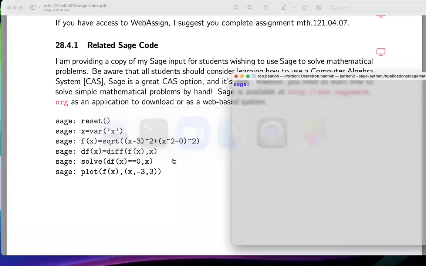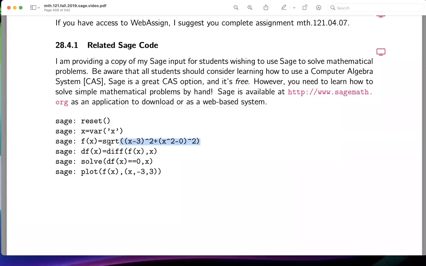Let me go to my Sage. Reset. X the variable. And you'll learn. And you'll learn by typing and doing and thinking and reading and all that kind of stuff. I'm a little tired. I'm going to copy paste.